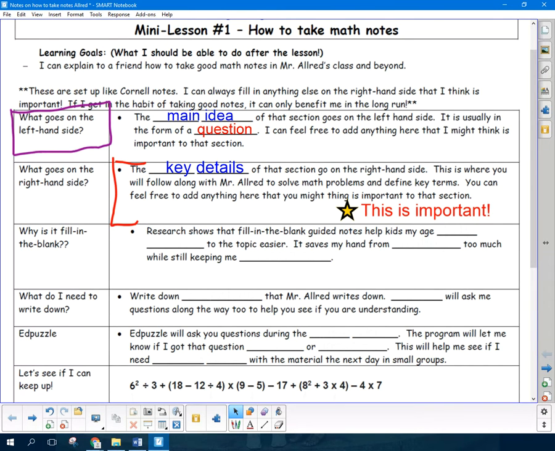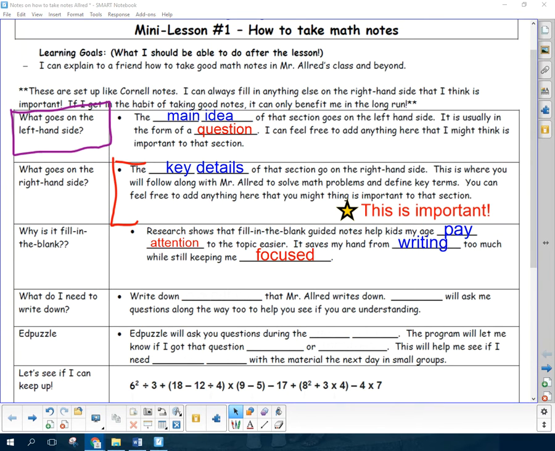You might be wondering why these notes are fill in the blank. Well, Mr. R's done a lot of research. That research shows that fill in the blank guided notes are going to help kids your age. They're going to help you pay attention to the topic a little easier. It's going to save your hand from writing too much while it still keeps you focused. So the intention there is, yeah, we're still trying to read all the things that Mr. Allred typed, but in order to keep you a little focused without your hand hurting too much, we have fill in the blank guided notes.